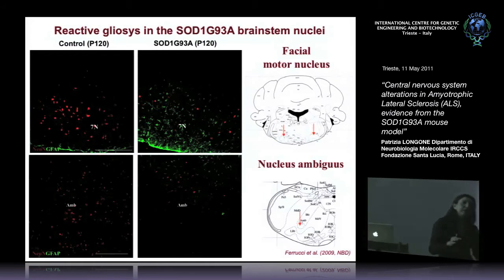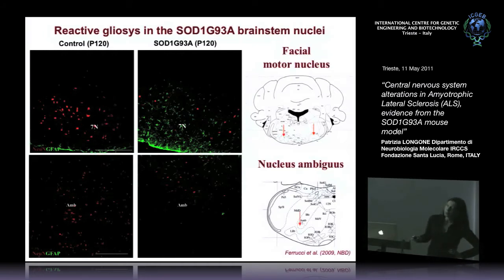As I said, it is a good model in particular for the lower motor neuron disease, spinal cord and brain stem. Human ALS is characterized also by the degeneration of specific nuclei in the brain stem, and the same nuclei degenerate in this mouse model. For example, the facial motor nucleus. Here is a 4-month-old control and the age-matched mutant that shows a clear gliosis in green, GFAP staining, and a decrease in the number of neurons, NeuN in red. NeuN is a neuronal marker.